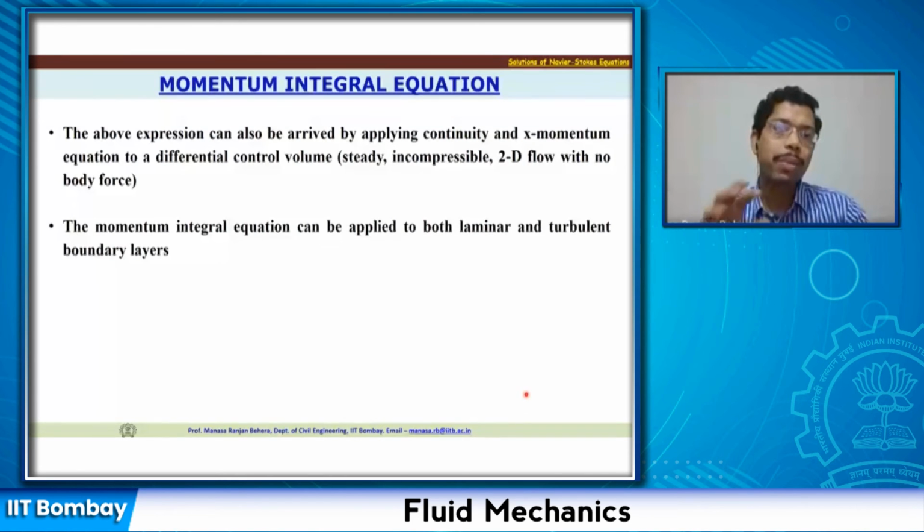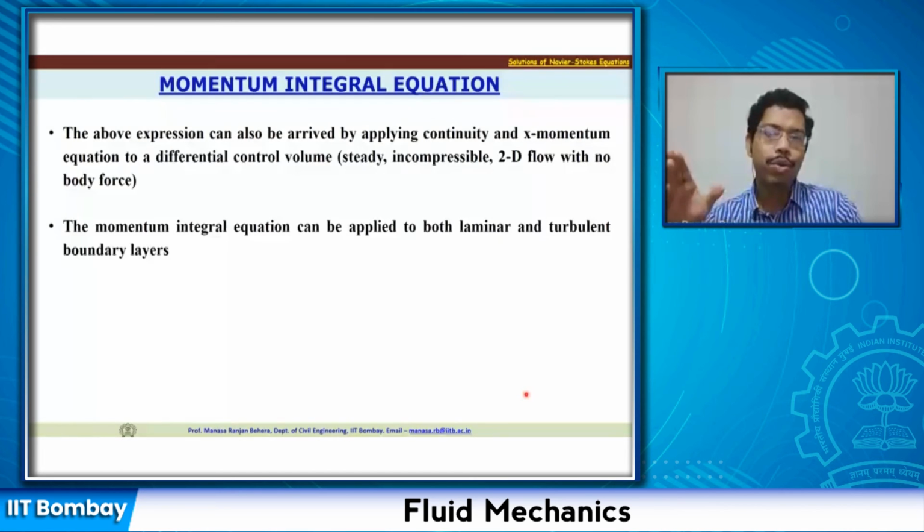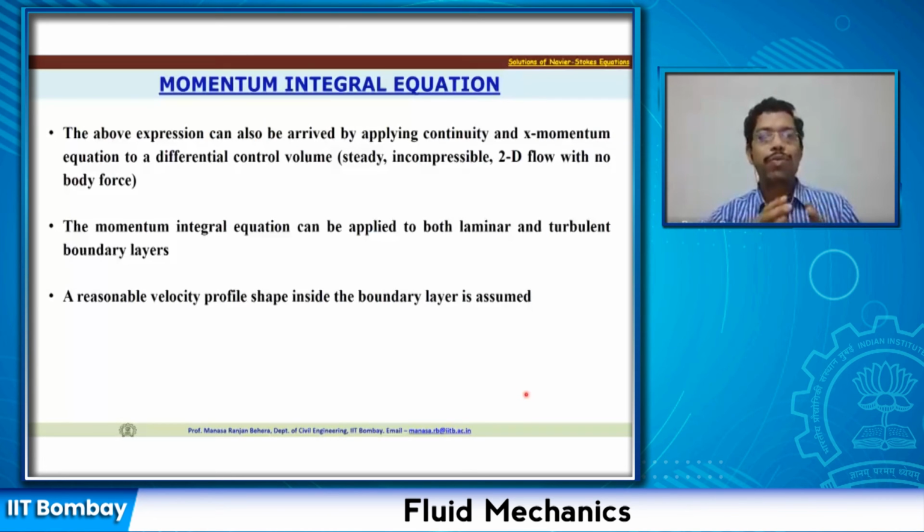Okay. So the momentum integral equation can be applied to both laminar and turbulent boundary layers. This is the advantage of that. So you can apply this momentum integral equation to both laminar as well as turbulent boundary layers, but in case of Blasius solutions or Prandtl's boundary layer theories, we have only derived up to laminar boundary layer. Okay. So a reasonable velocity profile shape inside the boundary layer can be assumed, which we have seen how a velocity profile assumption can lead to different values of shear stress and drag force and all that.